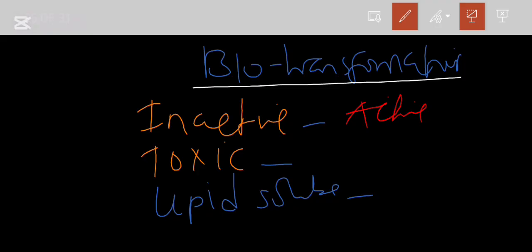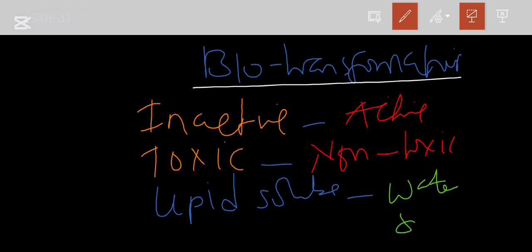We can use phase 1 conjugation, or we can use phase 2 conjugation. We can use phase 1, or we can use both of them, but we want to make sure that we add the medication. Then in toxic, we are making them non-toxic. Then how about lipid soluble? We are converting them to water soluble. Why should a drug be converted into water soluble? Because the process of metabolism prepares the medication for elimination.